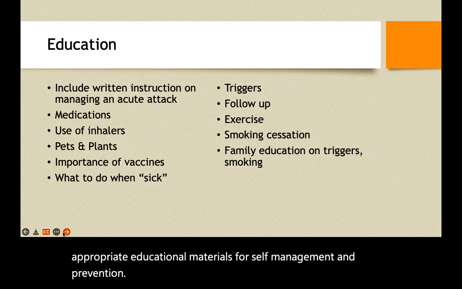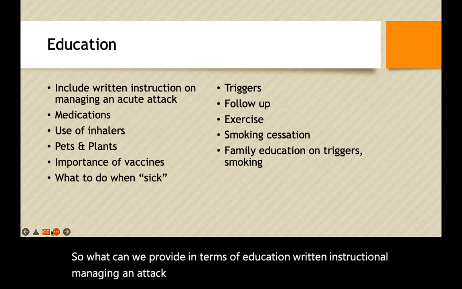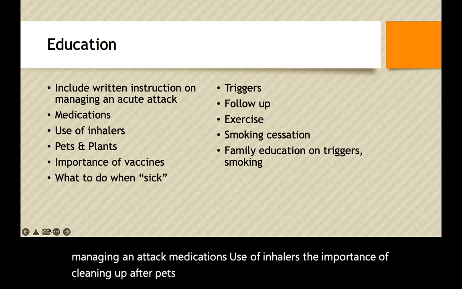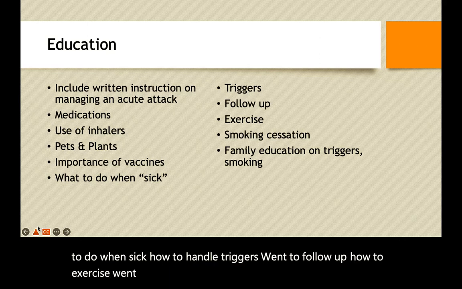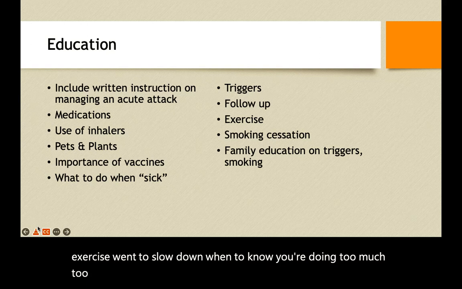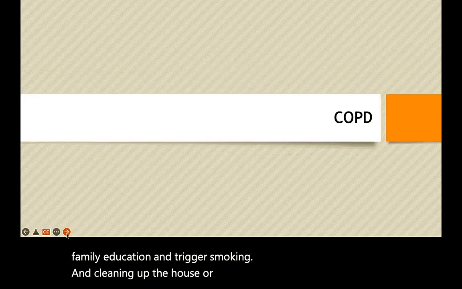So what can we provide in terms of education, written instruction on managing an acute attack, medications, use of inhalers, the importance of cleaning up after pets and plants, the importance of vaccines, what to do when sick, how to handle triggers, when to follow up, how to exercise, when to slow down, when to know you're doing too much too quickly. Obviously, the importance of educating and encouraging smoking cessation, and family education on trigger smoking and cleaning of the house or the home.